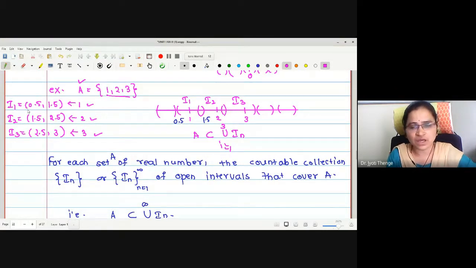Therefore, this becomes a covering. How many such coverings can we write? Is it essential to write the intervals in this way only? No, one can write intervals in this manner. Around 1, you can find any open interval. Around 2, find any open interval. Around 3, find any open interval. Therefore, there are infinite coverings for a given set.